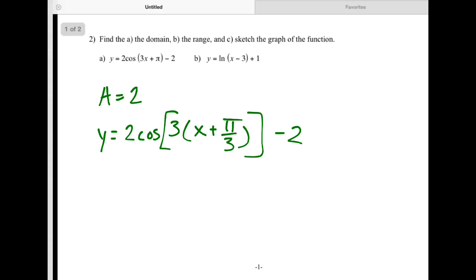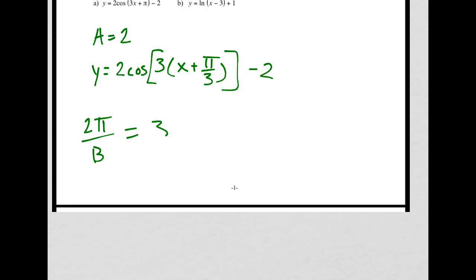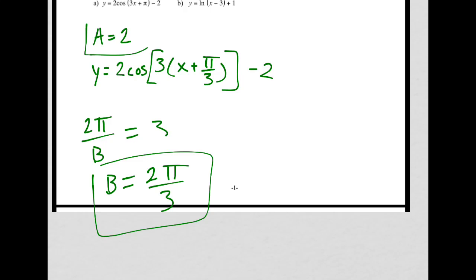So here, I know that I use this coefficient to figure out my period, and the period normally for cosine is 2 pi, so this one will be 2 pi divided by b equals this coefficient. So that'll be 3, and so that means I'll multiply both sides by b and divide both sides by 3 to get b equaling 2 pi over 3. So that's the period and the amplitude.